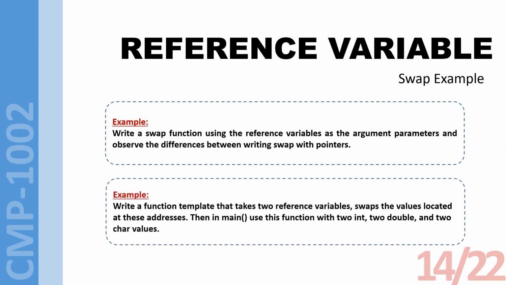There's another example here, which is going to be a bit more sophisticated version of the previous example. Instead of writing a swap function for int, I want you to write a swap function using a function template that takes two reference variables of type T, whatever the type, it could be double, it could be char, whatever. And in main, I want you to use it with two ints, two doubles, and two char values. A little bit of variation. We have already covered it in the function template lecture, so this is going to be an interesting example.